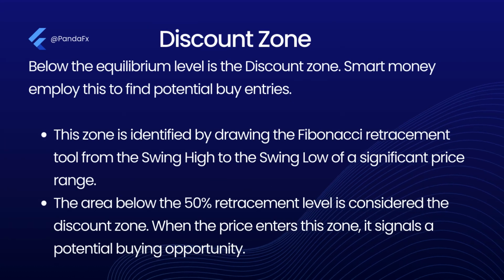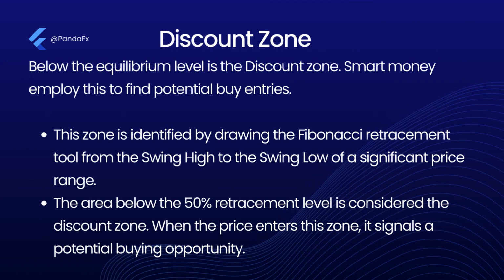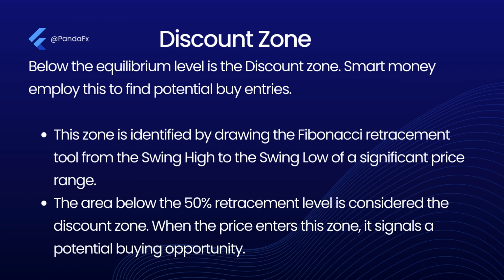So talking about the discount zone now, same thing. This is identified by drawing the fib retracement tool from the swing high to the swing low of a significant price range. The area below the 50% retracement level, which is the equilibrium level, is considered the discount zone. When price enters this zone, it signifies a potential buying opportunity.